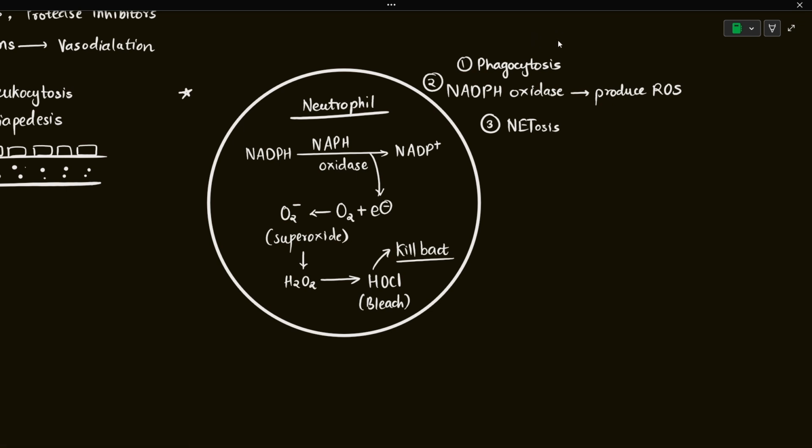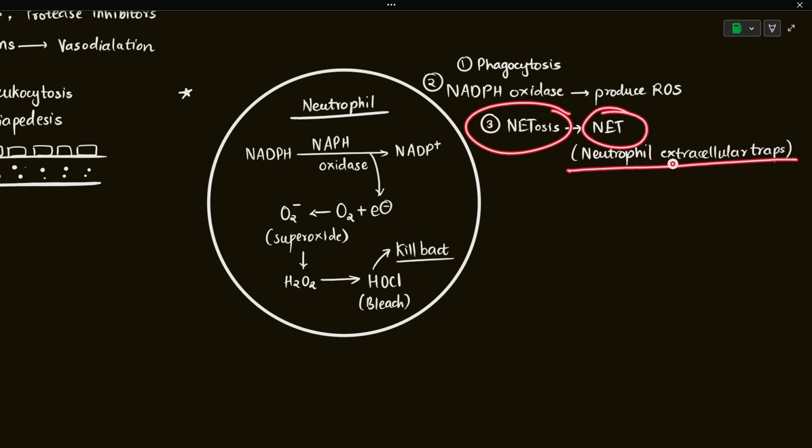Okay, so netosis means the formation of net. And what is net? Net is the neutrophil extracellular traps. So net literally means net, the mesh. Here the net literally means a net-like formation by the neutrophils. So netosis means formation of net.